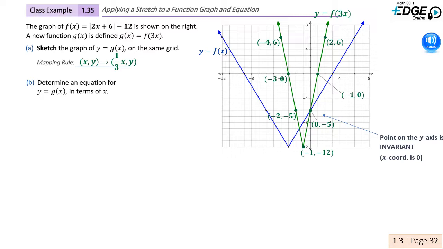Next, we're asked to determine an equation for g of x in terms of x. This means we'll have to make a replacement into the equation absolute value of 2x plus 6 minus 12. Now, what do we use? Do we use the 3x or do we use the 1/3 x? Well, remember that the mapping rule tells us the truth about what really happened.